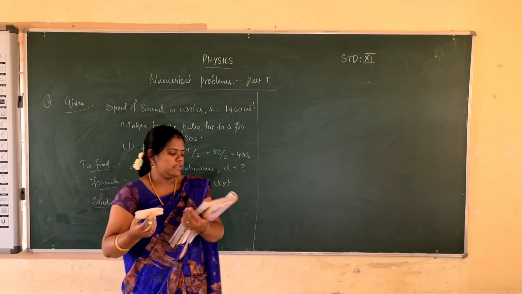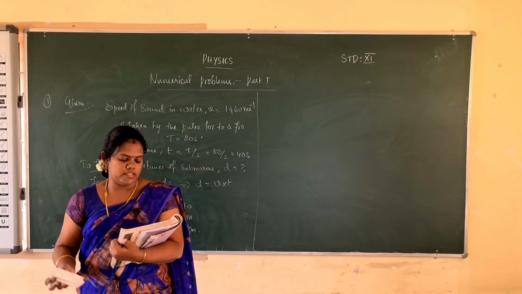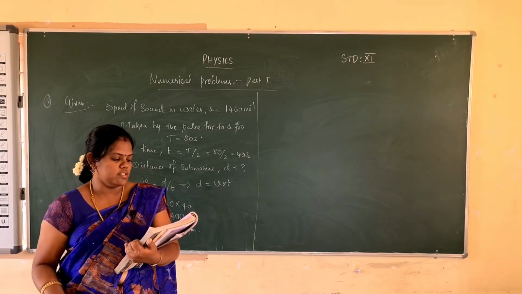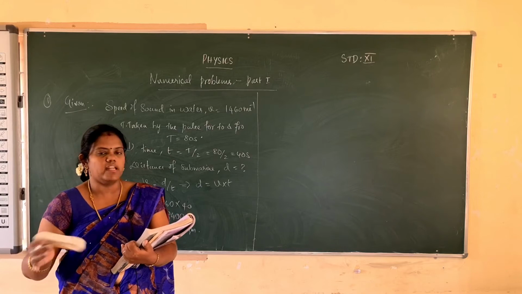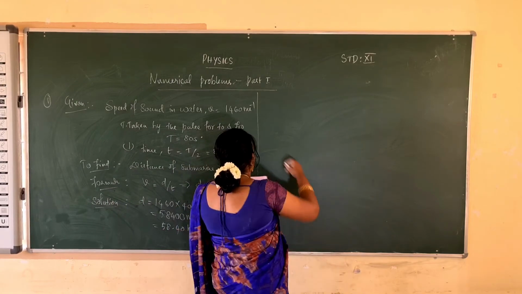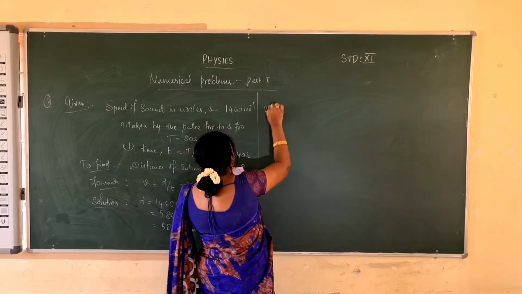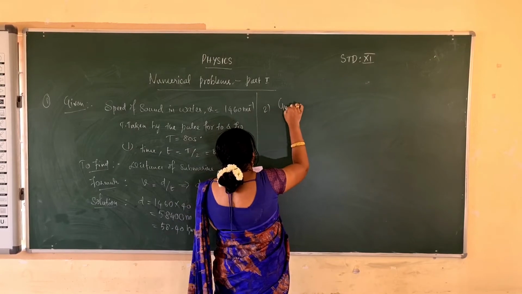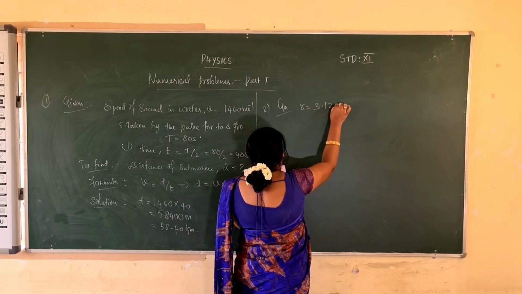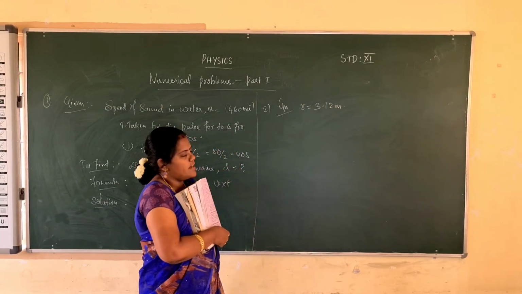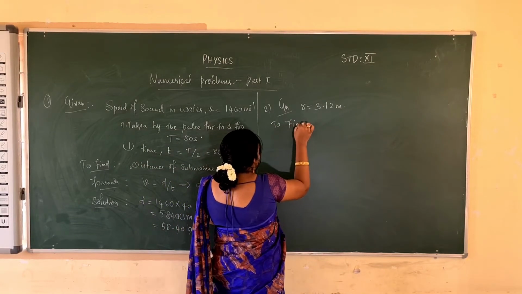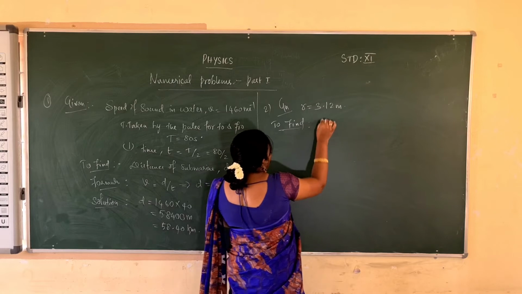Second problem: the radius of the circle is 3.12 meter. Calculate the area of the circle with regard to significant figures. So the radius of the circle is given. Calculate the area of the circle. In our maths I already worked out this form of problem. The given value: radius of the circle r is equal to 3.12 meter. So what will you find out? The area of the circle.